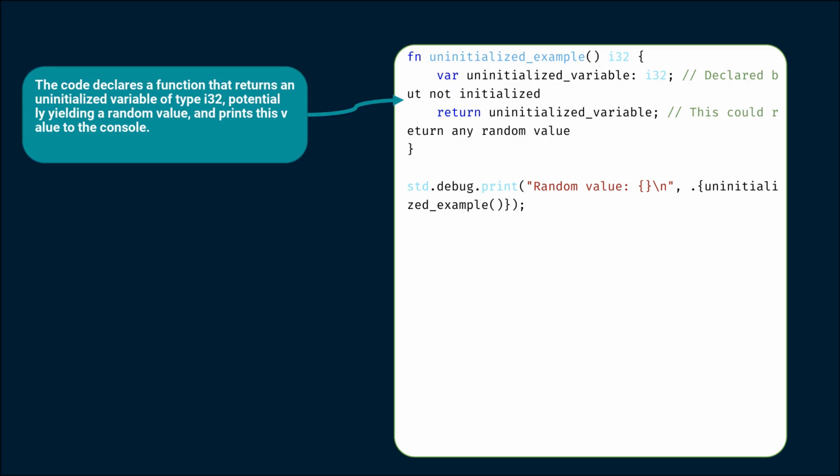In this example, we subsequently call our function within the std.debug.print statement to display the returned value. Since we have not guaranteed that uninitialized_variable contains a valid predetermined state, the output will be indeterminate.